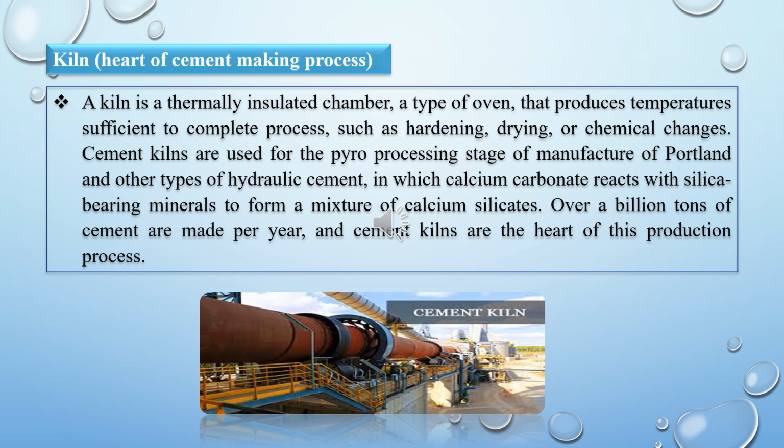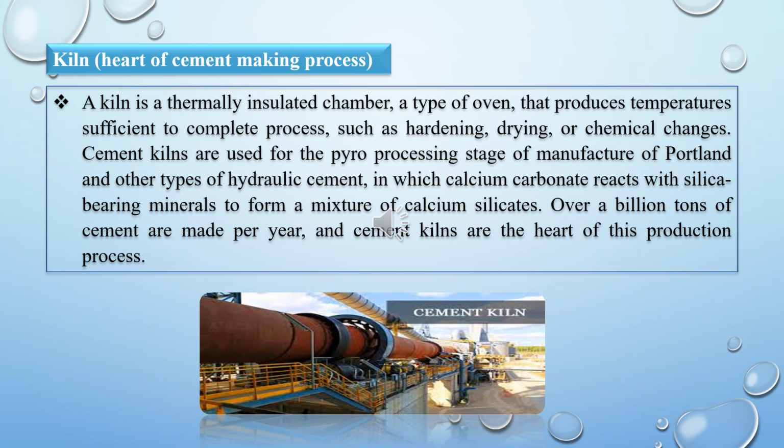So students, what does it mean and what is the purpose of this kiln? Here we are going to explain. Kiln is a thermally insulated chamber. You can say that kiln is a type of oven that produces the temperature which is necessary for the hardening of cement, for the drying of cement, and for the chemical changes which occur in the cement.